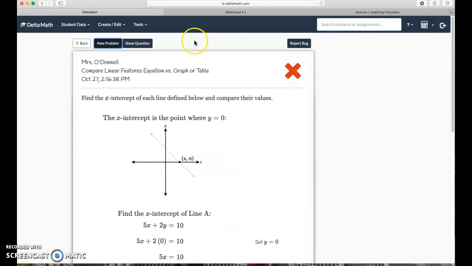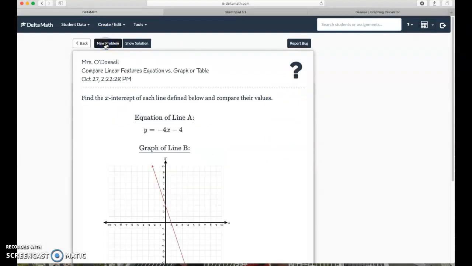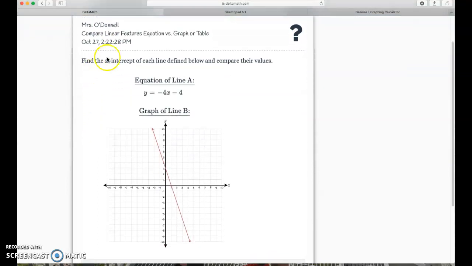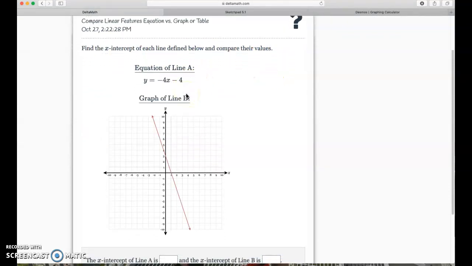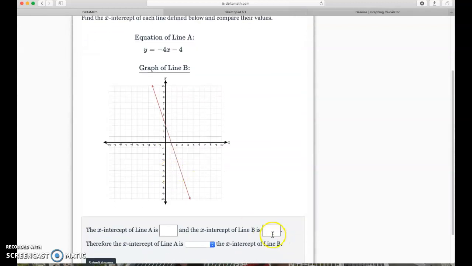All right, so let's do another problem. Now that we know what we did wrong, we can try another problem and hopefully this time we get it right. So now it says find the x-intercept of each line defined below and compare their values. Okay, well, so here they didn't give it to us in as nice of a form. B is really easy to quickly see. It's at (1, 0), but we know, hey, they just want to know at 1, so I'm going to go ahead and type that in.